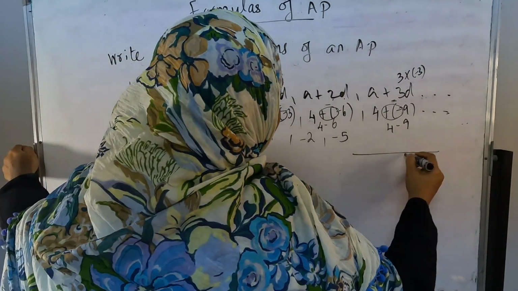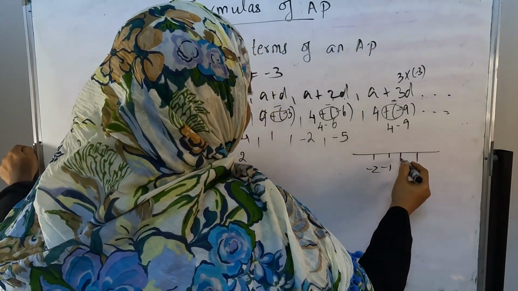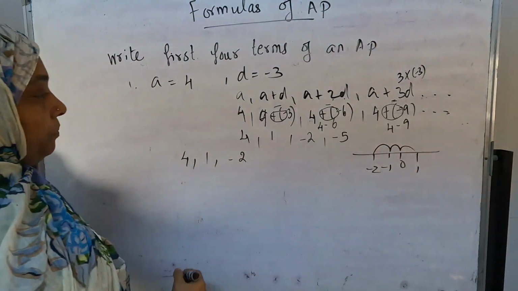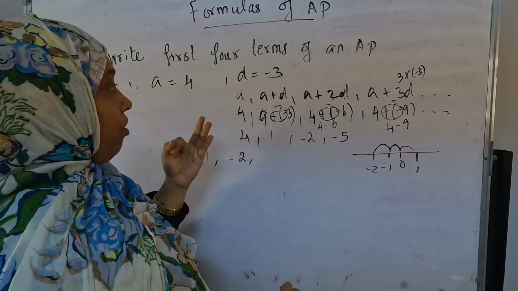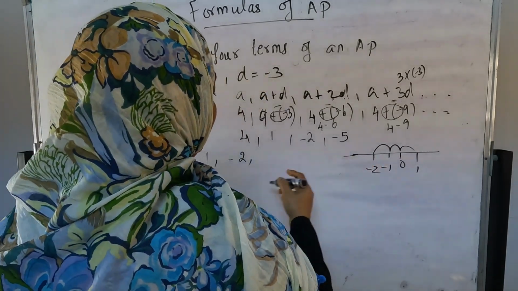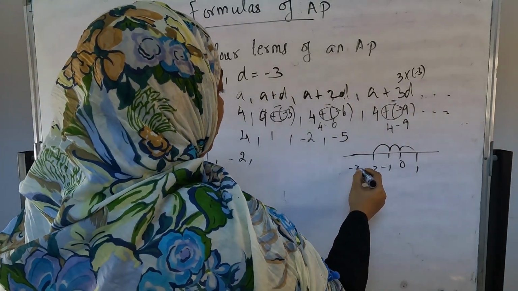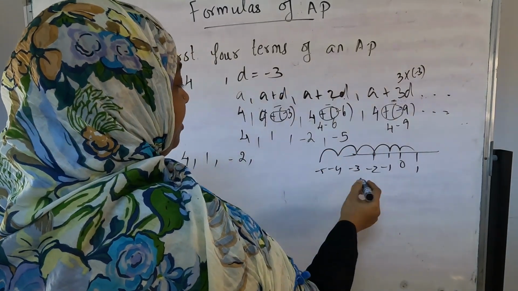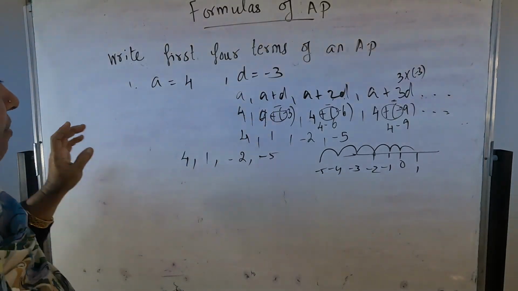Take the integer table: minus 1, minus 2. Starting from 1: 1, 2, 3, minus 2. Then from minus 2 we have to go 3 positions back only. So from that minus 2 we go minus 3, minus 4, minus 5, 3 positions. So minus 5. This is subtraction, so it comes like this.